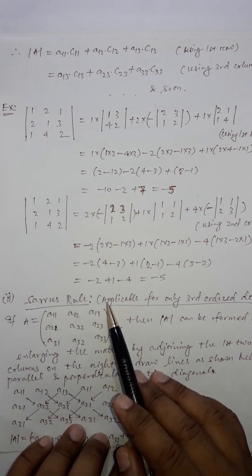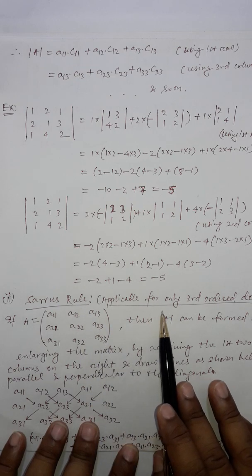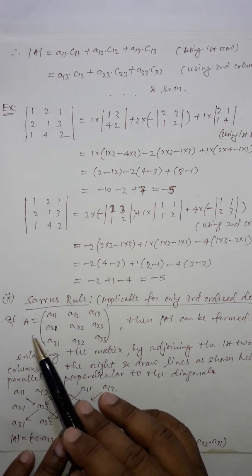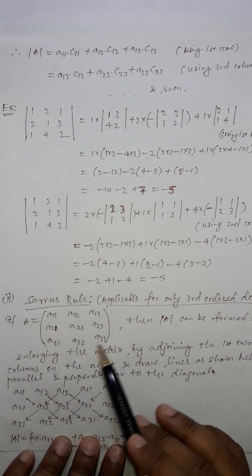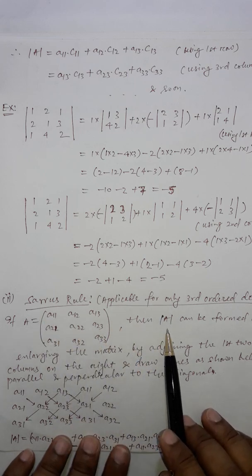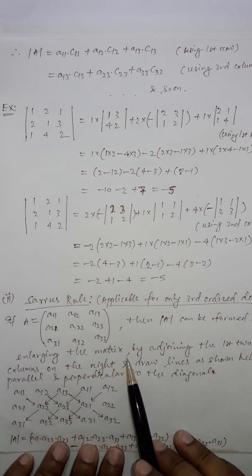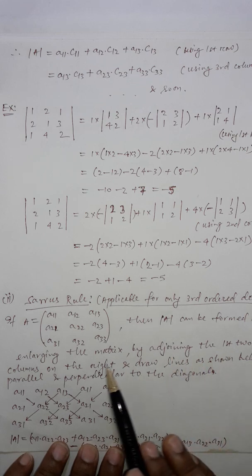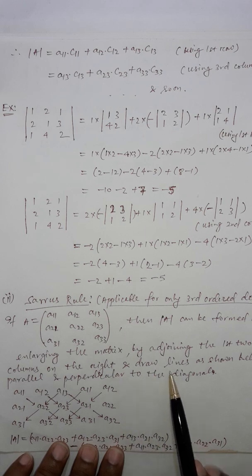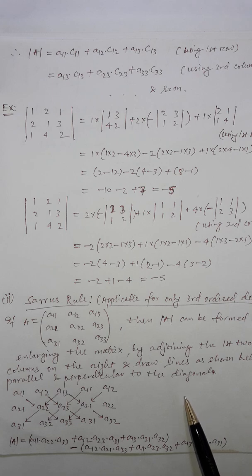This is a general law. Now, come to that particular law which is called Sarrus' rule, which is applicable only on a third order determinant. Let us try to understand it. If A is a third order matrix as I took before, then the determinant of that matrix A can be formed by enlarging the matrix by adjoining the first 2 columns on the right and drawing lines as shown below, parallel and perpendicular to the diagonals.